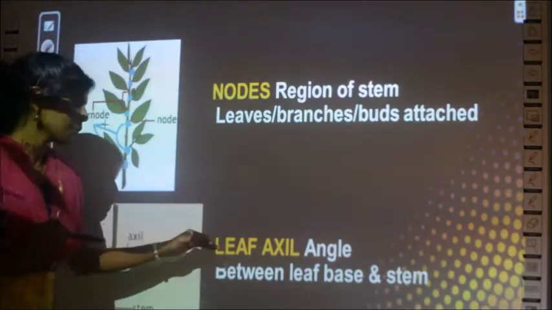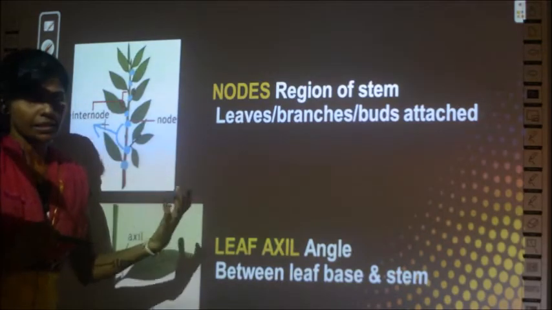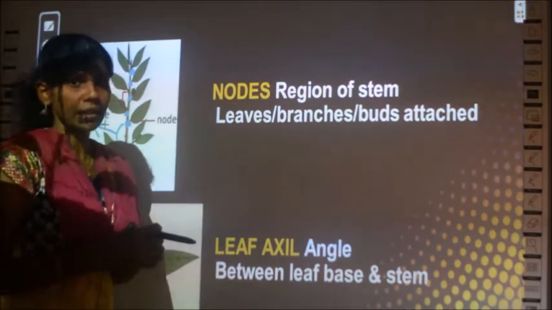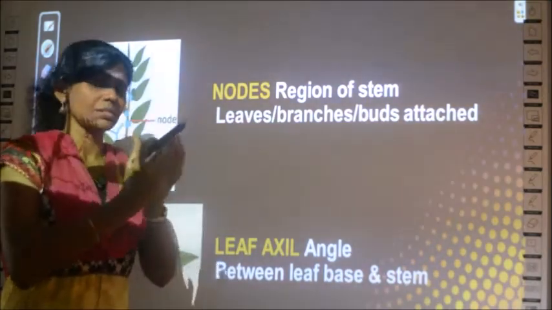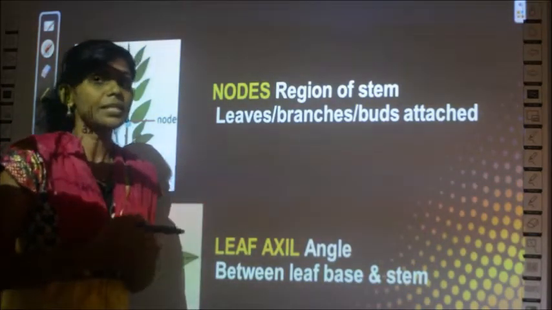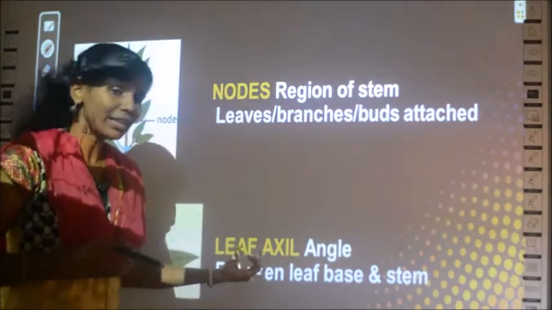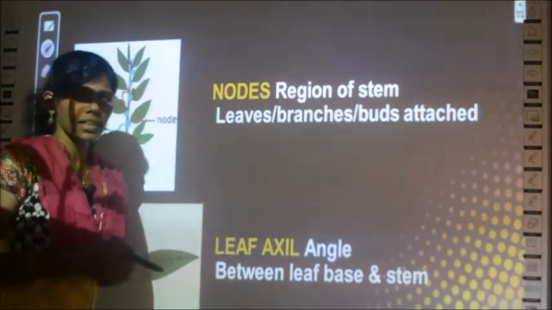So there is one more term called leaf axil. What is leaf axil? It is not a part or a substance present in a plant, but it is an angle. So what is a leaf axil? It is an angle.